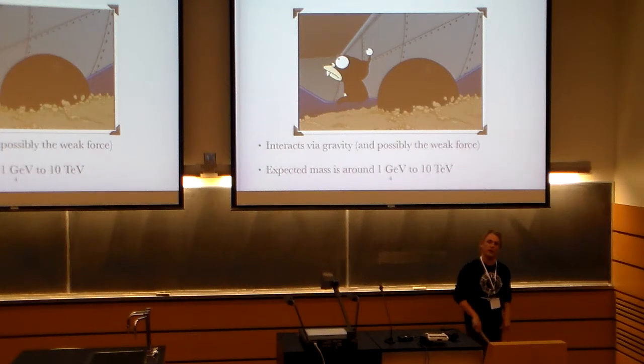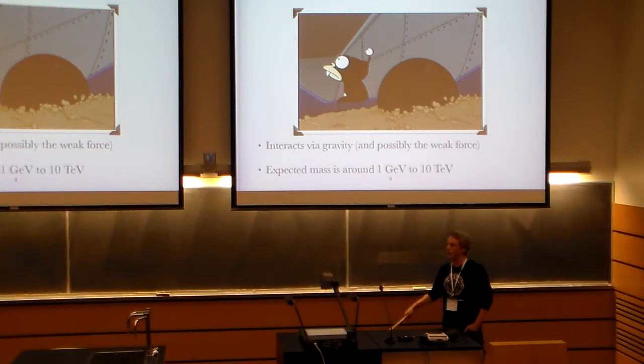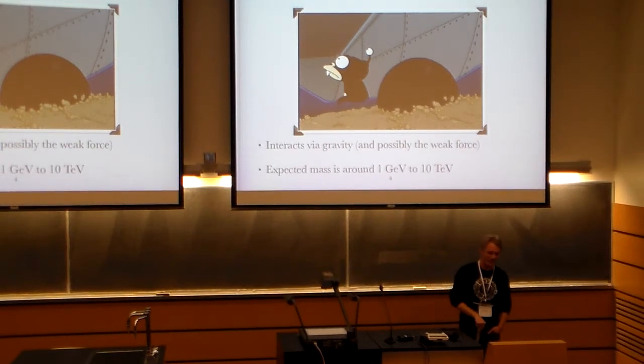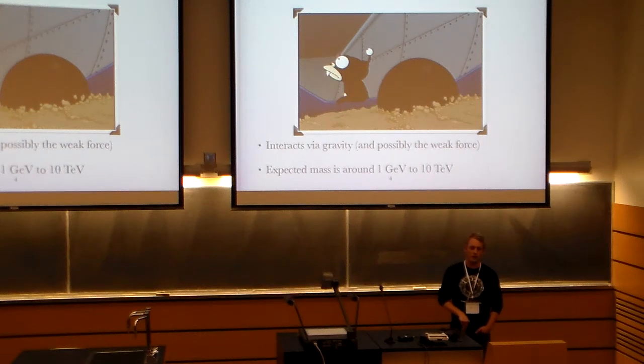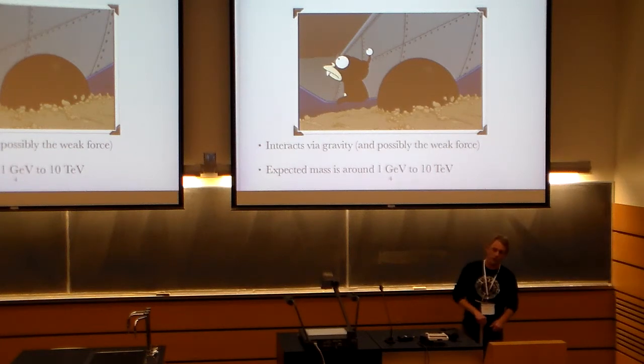But what is dark matter? You know, Futurama had it pretty correct with Mildred and his big black hole that they used to do. But no, it interacts via gravity, possibly the weak force, that's not known yet. The expected mass I have written down is a GeV to about 10 TeV. That's not exact, it could be really anywhere, that's not sure yet. But for my model, that's sort of where we expect it to be.